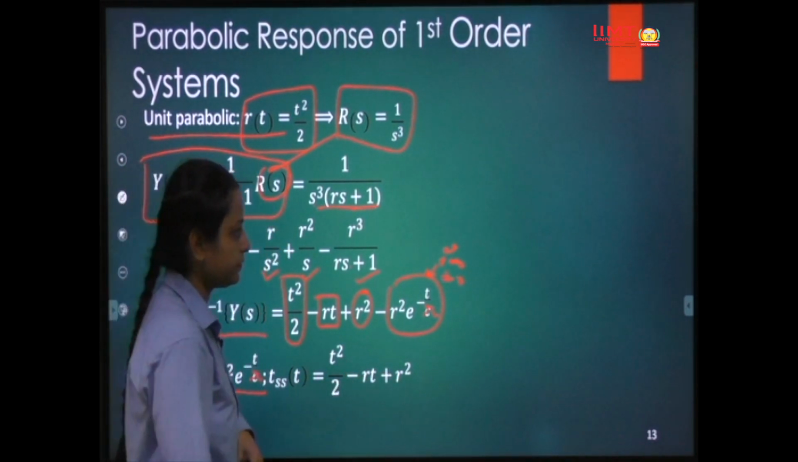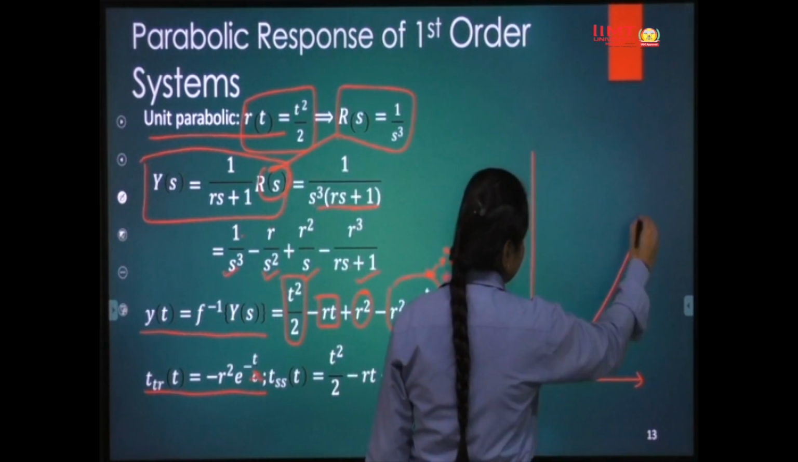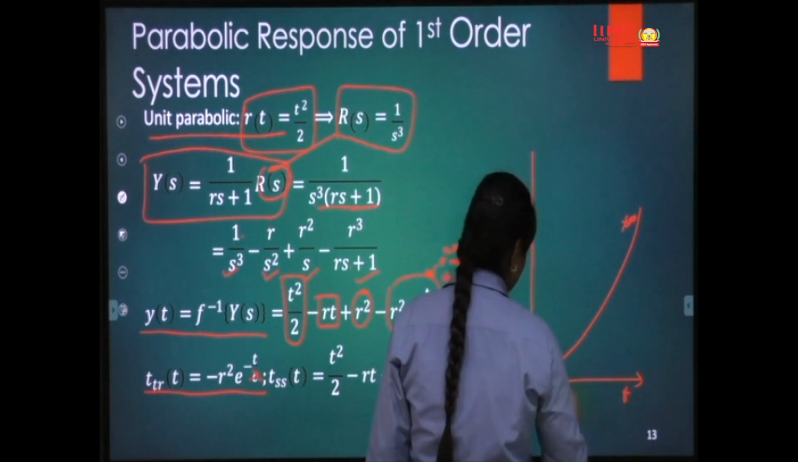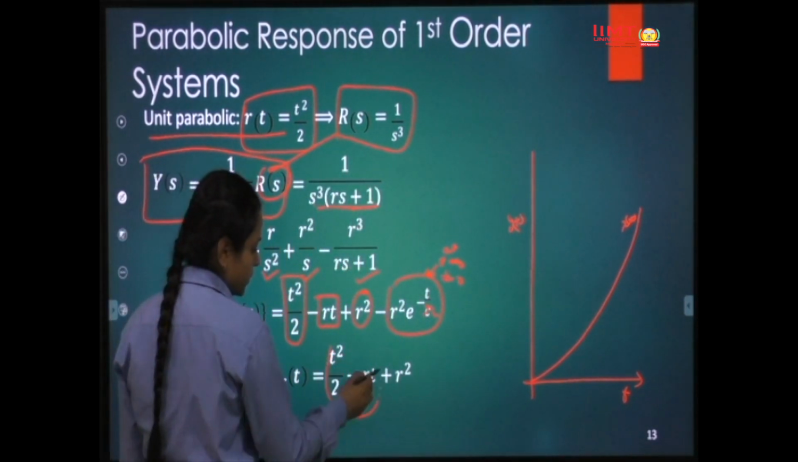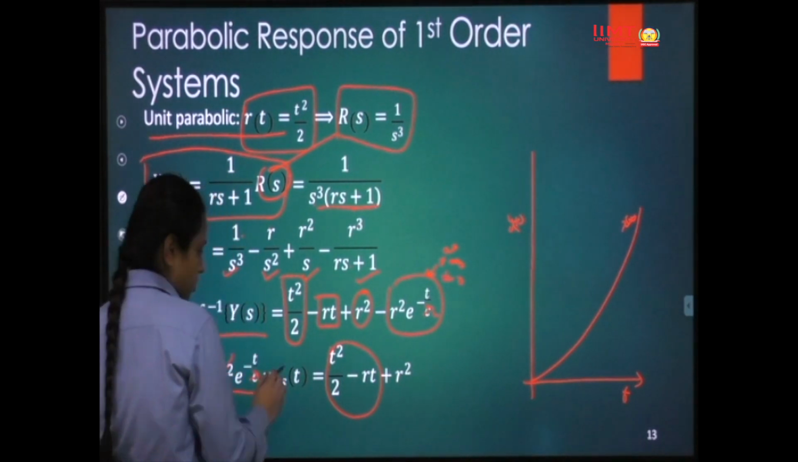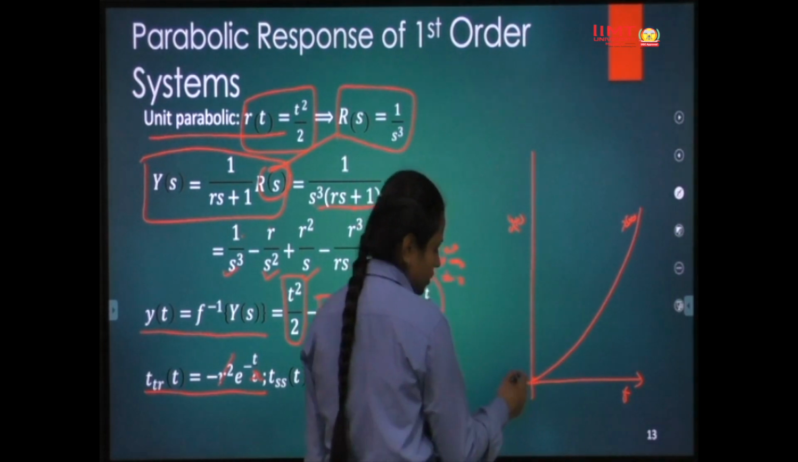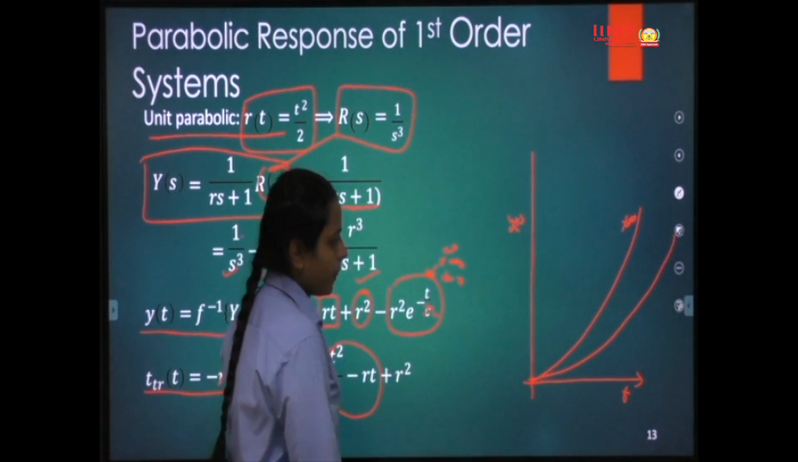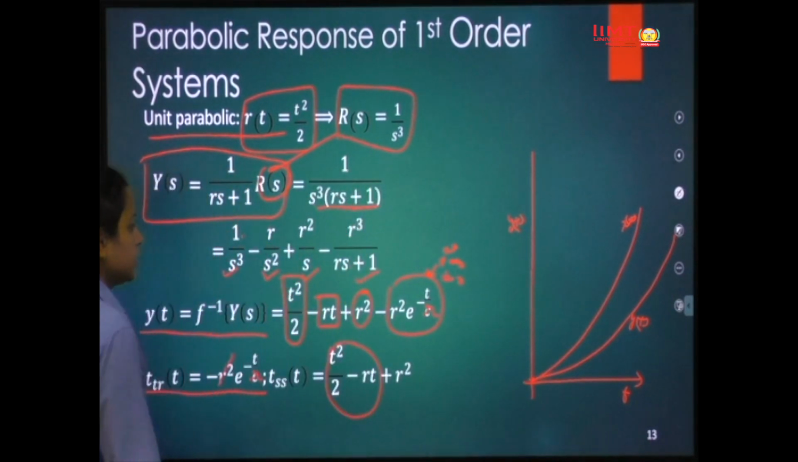So if we draw, this is say r(t), this is t. At t equal to 0, this term would become 0 and this would also cancel out, so it will start from 0, and at t equal to infinity we have some error, so this would follow like this. Okay, so this is your y(t). This is the parabolic response for the first order system.